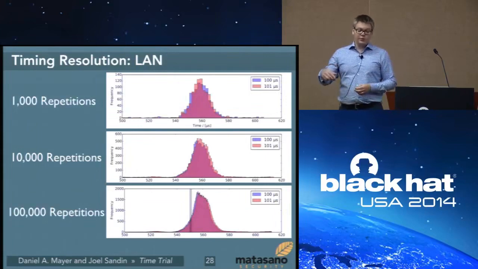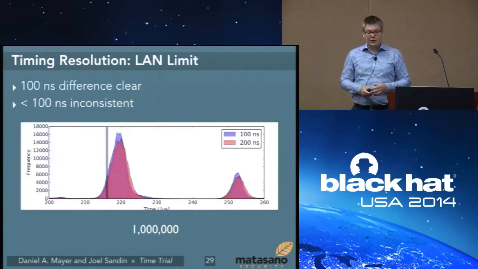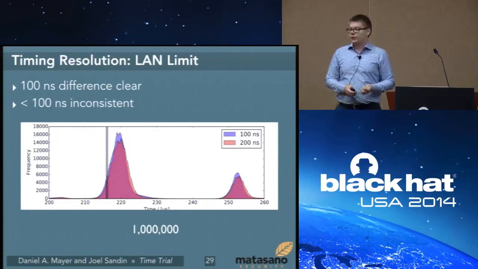On the top, you had measurements with 1,000 repetitions. The distributions look basically like they are in the same place. But if you increase the iterations to 10,000 and 100,000 repetitions, they start to separate again. We can see that the blue curve is to the left of the red curve, and our box test confirms that. We did this a bit further, and the limit we found for the LAN is about a 100 nanosecond timing difference in a LAN environment.